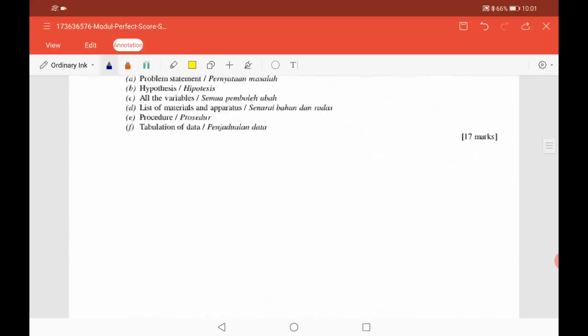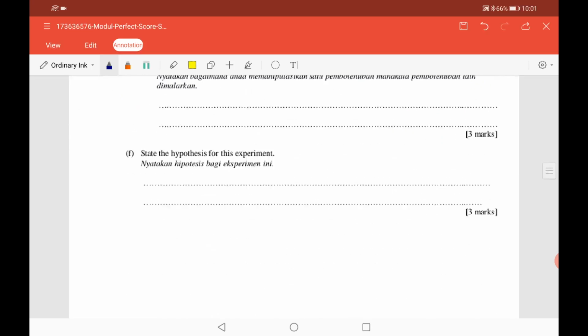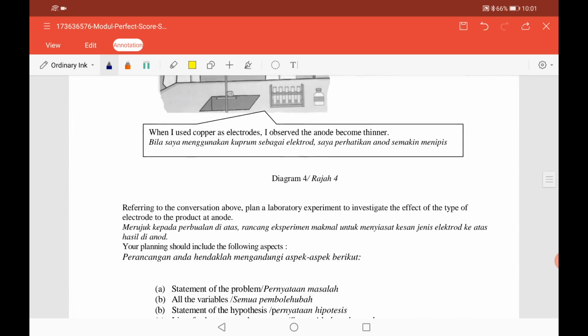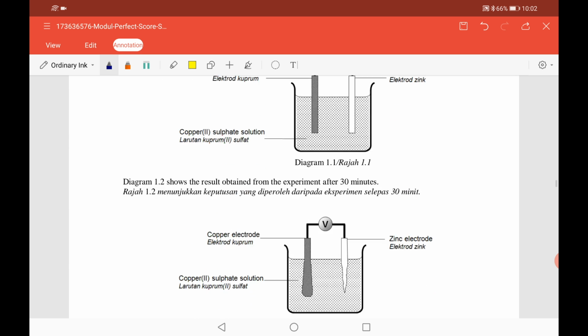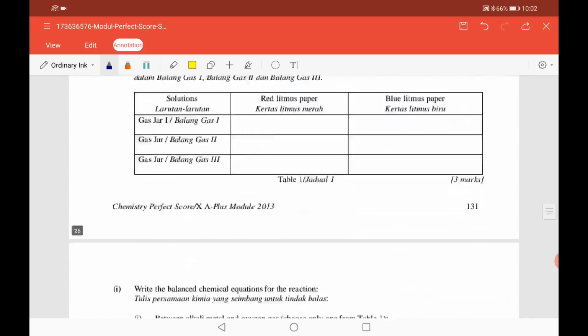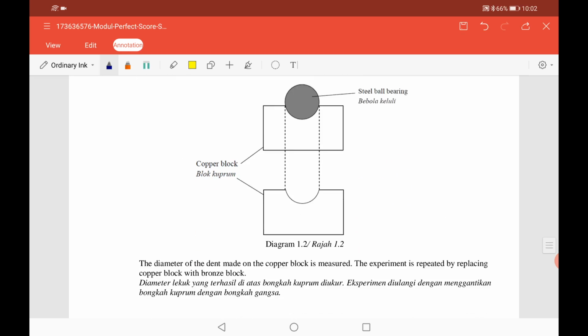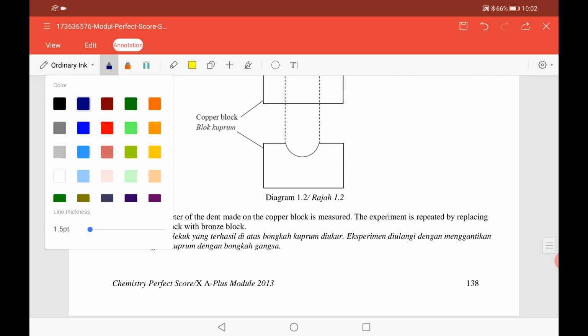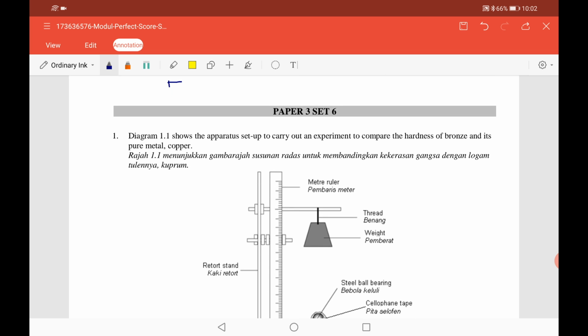Okay, so now we try to do one more experiment. This is the experiment that is quite famous in your Form 4. In Form 4, there is one experiment about a concept that we call alloy. It is on page 138. This is the experiment related to your Form 4 chapter 9, the concept of alloy.